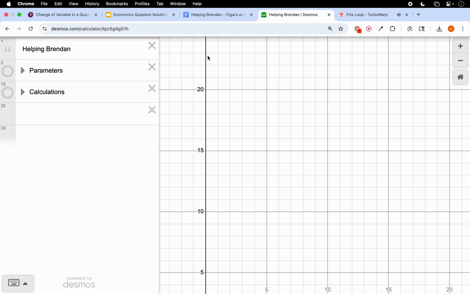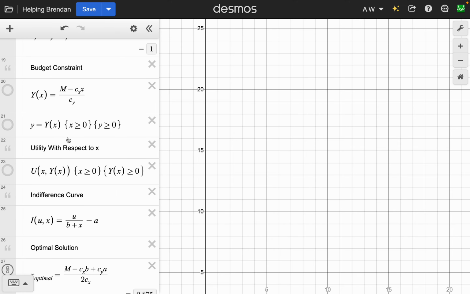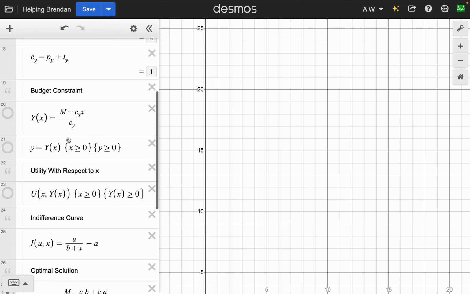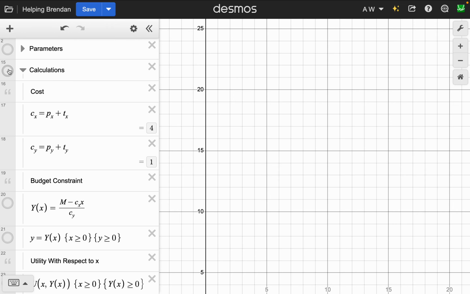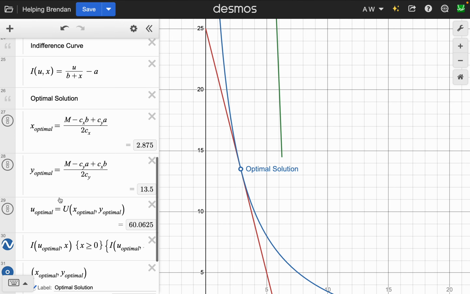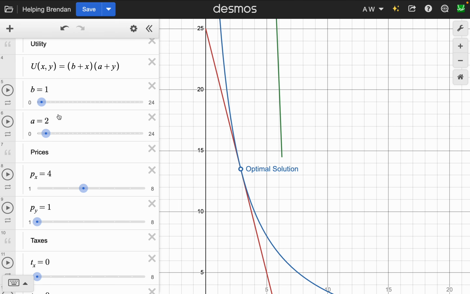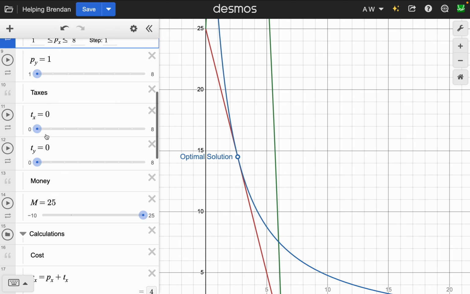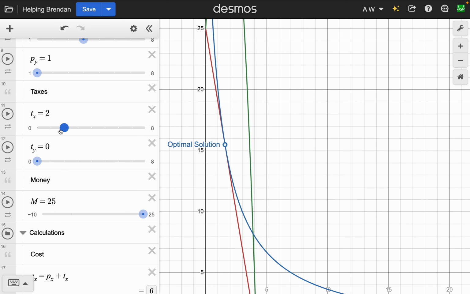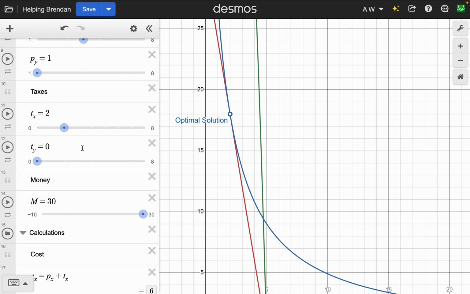Now, here is the visual proof and why this is the case and why this is optimal. I did all of this stuff here. This is an online graphing calculator. I plugged everything in here, right? You get here parameters, right? We have, these are all 1, prices, whiskey's 4, and then we put in our whiskey tax, and we set our money to 30 because that's how much money Brendan has.